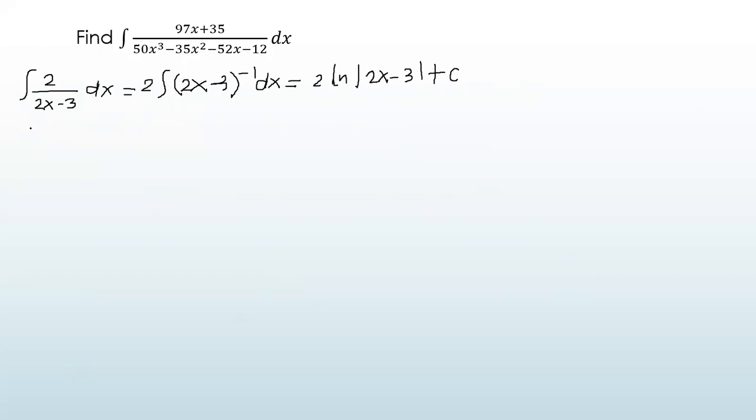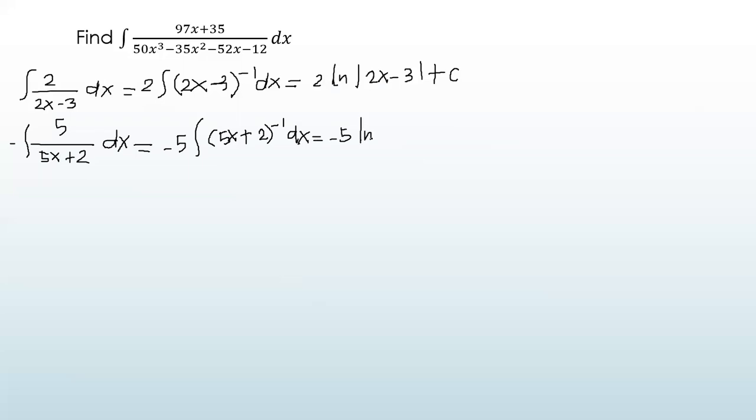And next integral, minus 5 over 5x plus 2 dx equals negative 5 times the integral of 5x plus 2 to the power of negative 1 dx, which equals negative 5 ln of 5x plus 2 plus c.